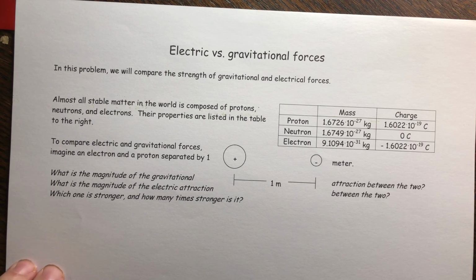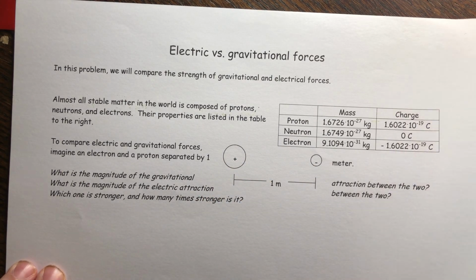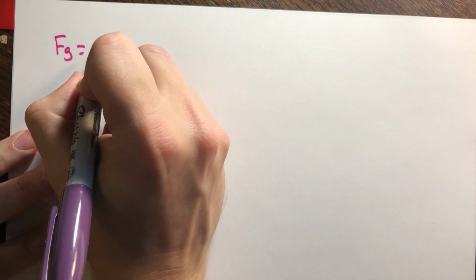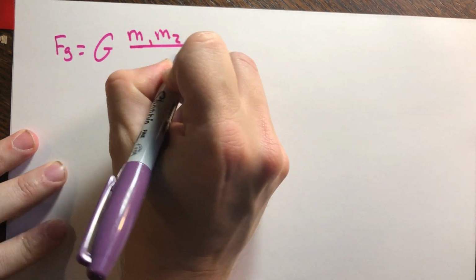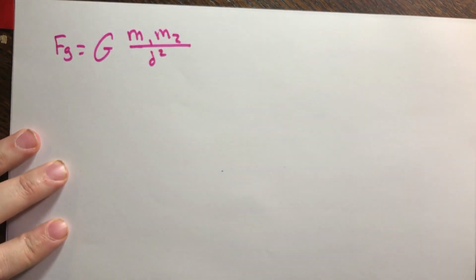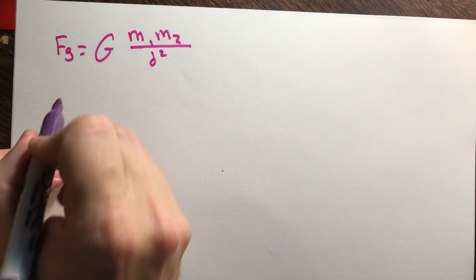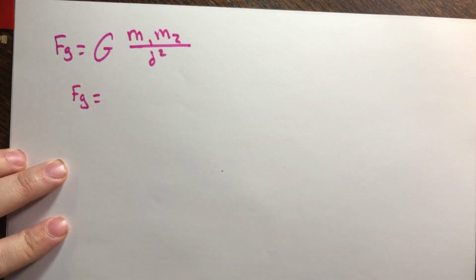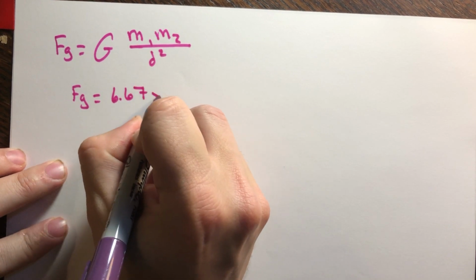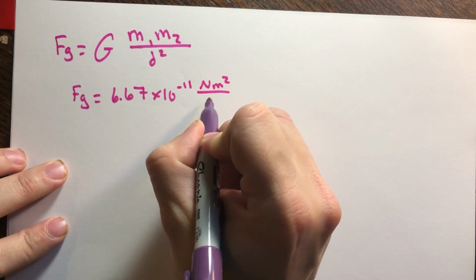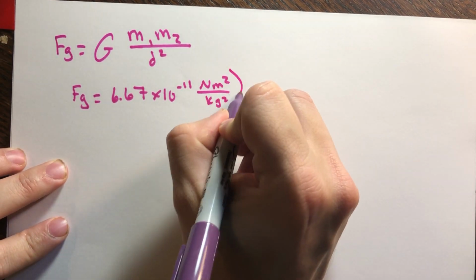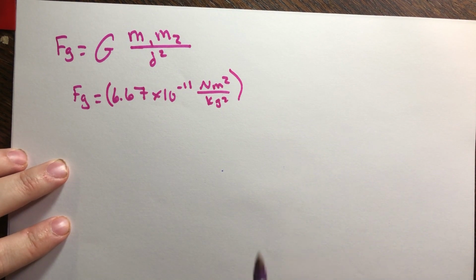So first, we get our picture so we know what's going on. We are going to go ahead and do the gravitational force first. If we look at the force of gravity, we know that it's G times the mass of the first object times the mass of the second object, divided by the distance between the two squared. We know all of these. First, big G is 6.67 times 10 to the negative 11th newton meters squared per kilogram squared. A really small number, but we know what it is.